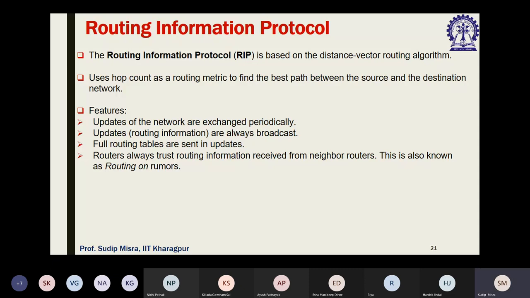It has got nothing to do with why 15, etc. It's a matter of design that the hop count is 15. So hop count of 15 means how many routers can it accommodate at the most? How many routers? 16 routers. Maximum 16 routers it can accommodate.